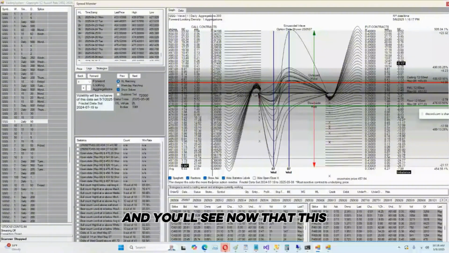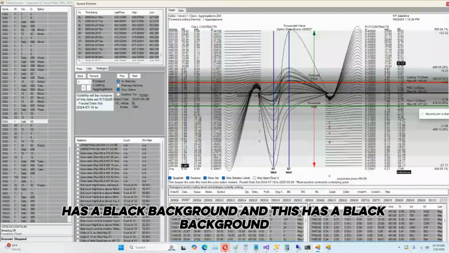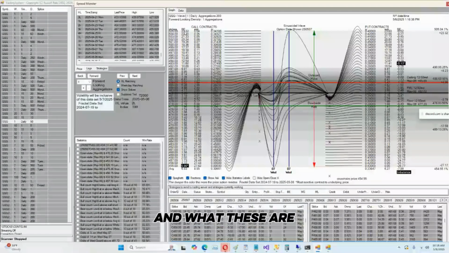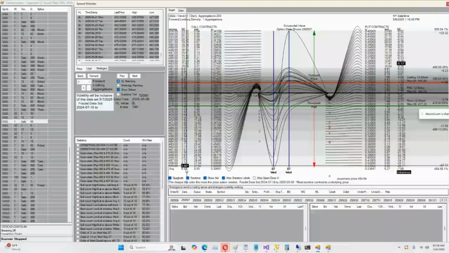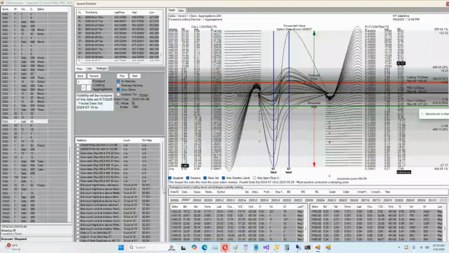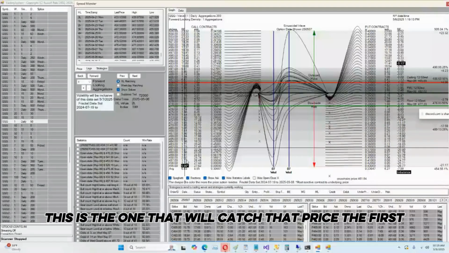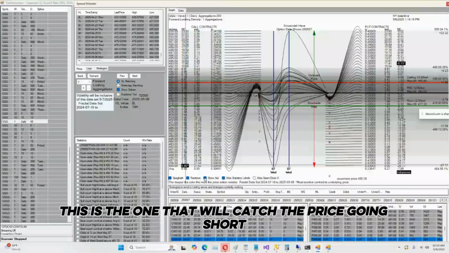And you'll see now that it has a black background and this has a black background. And what these are, it's a little asterisk. And it'll say down here, it's the most reactive contracts to underlying price. This is the contract that will move first. It's on the left, it's called contract. So if the price is up, this is the one that will catch that price first. And if the price is going down, this is the one that will catch the price going short.